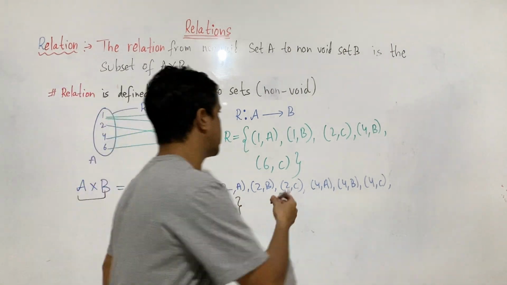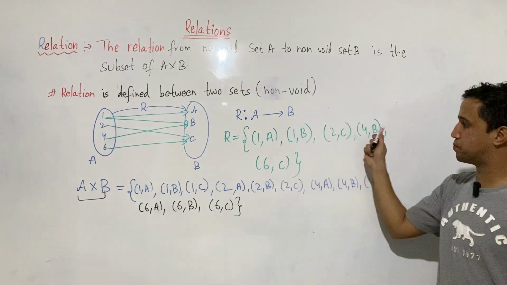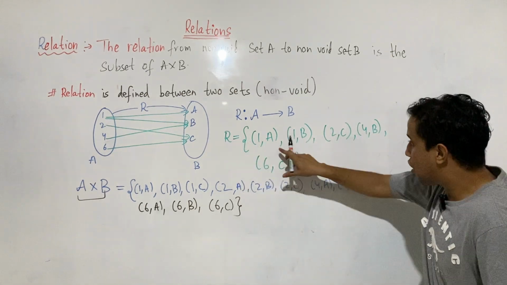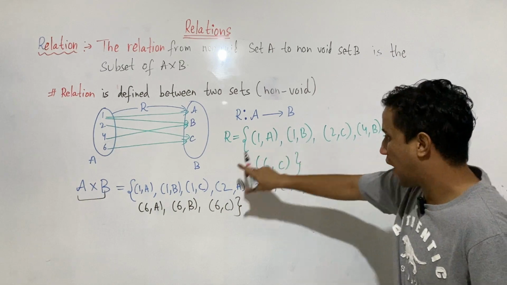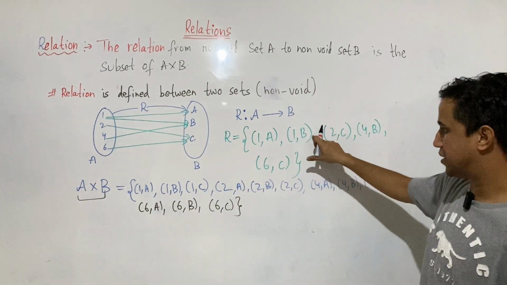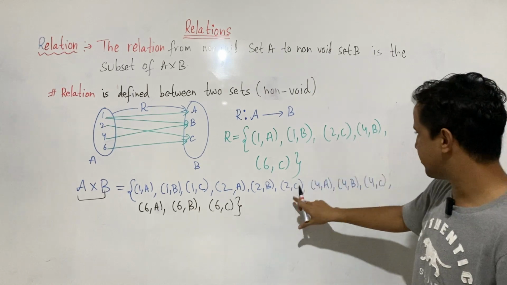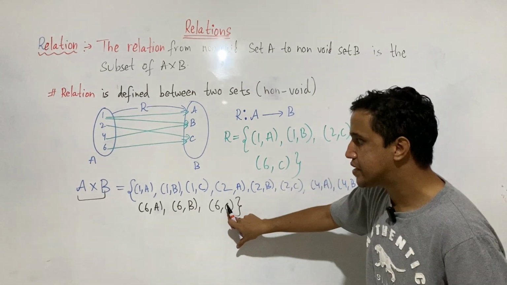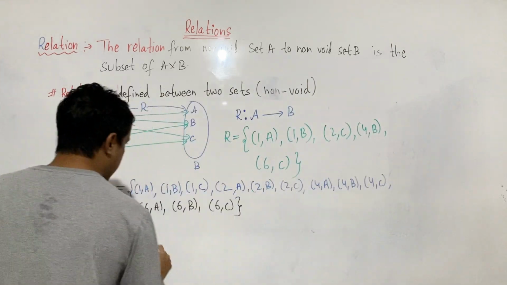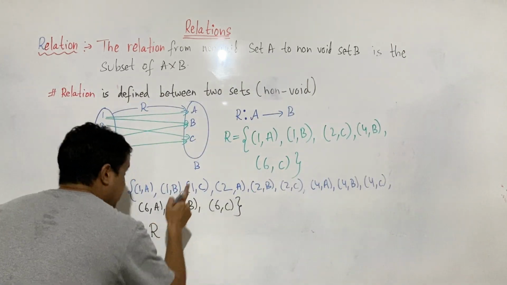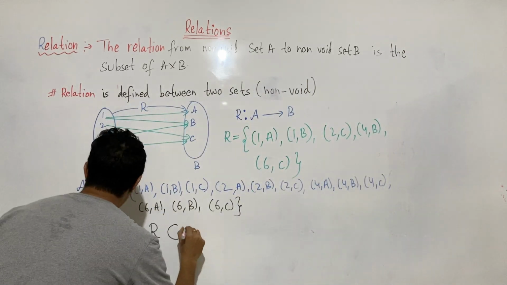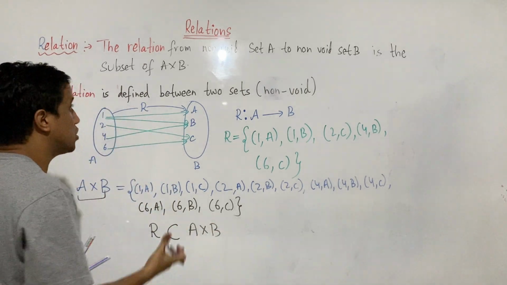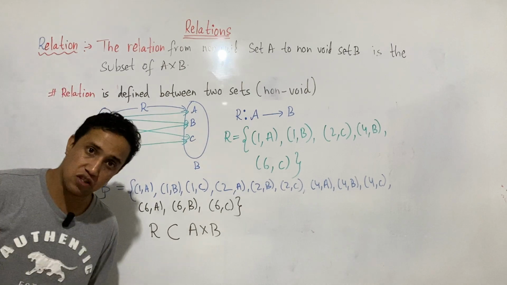Now look at all these ordered pairs that are in this relation. Now, if you see 1A, is 1A here? Yes. Is 1B here? Yes. Is 2C here? Yes. Is 4B here? Yes. Is 6C here? Yes. So I can say that this relation is a subset of A cross B. That's what the definition means, okay?